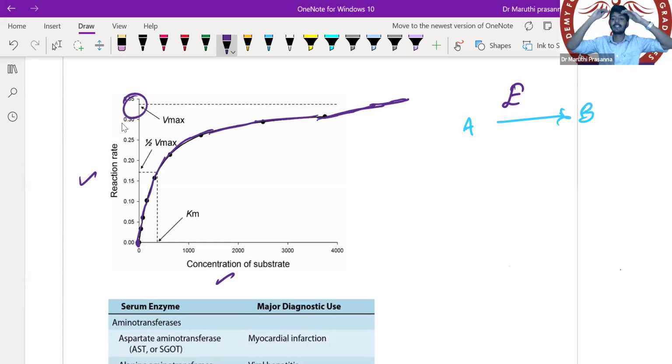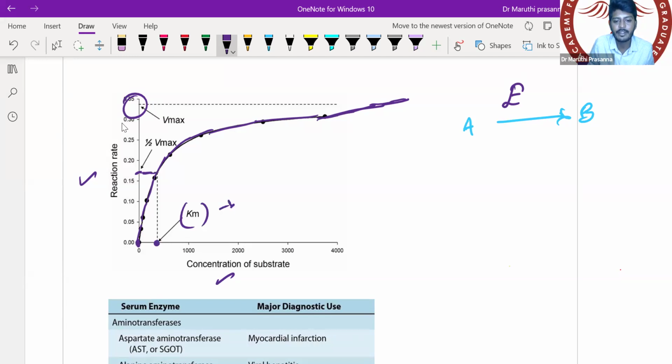So Vmax is the maximum velocity the rate of the reaction can reach in the absence of an inhibitor. First I find the Vmax. After that, I find half of the velocity, that is, half of the Vmax. At half of the Vmax, I will plot and check the concentration of the substrate.